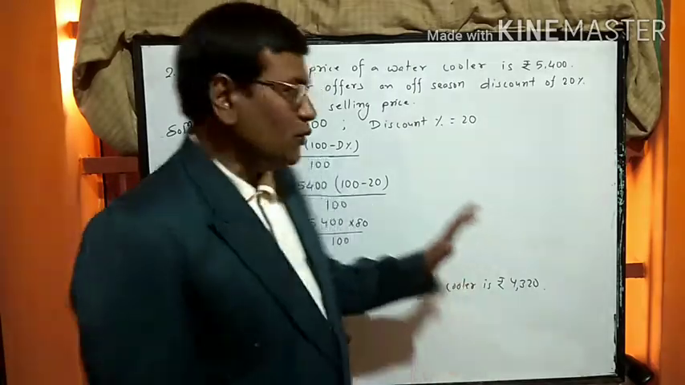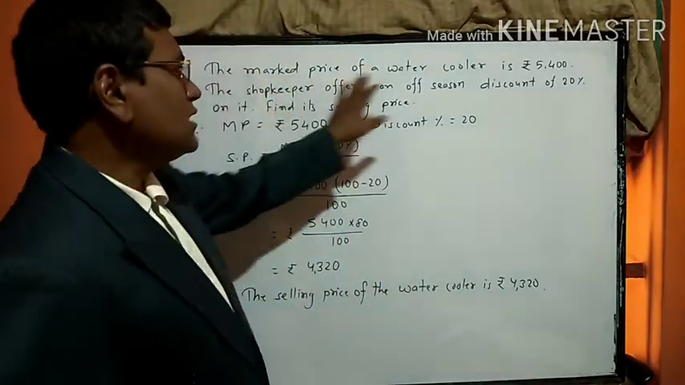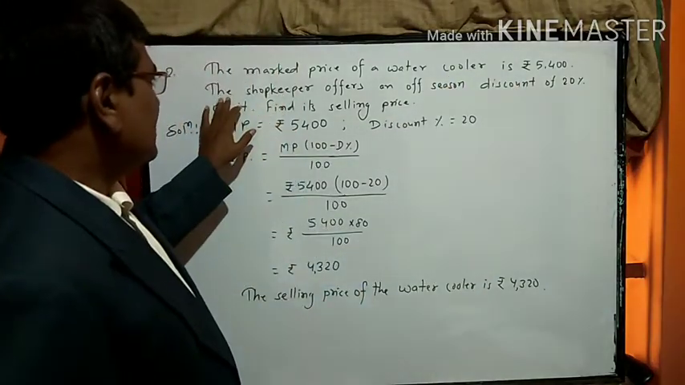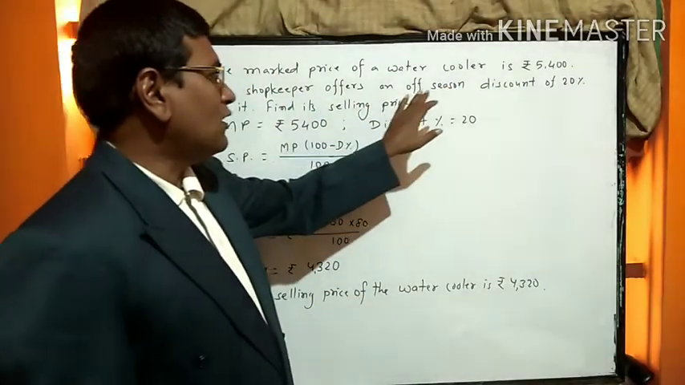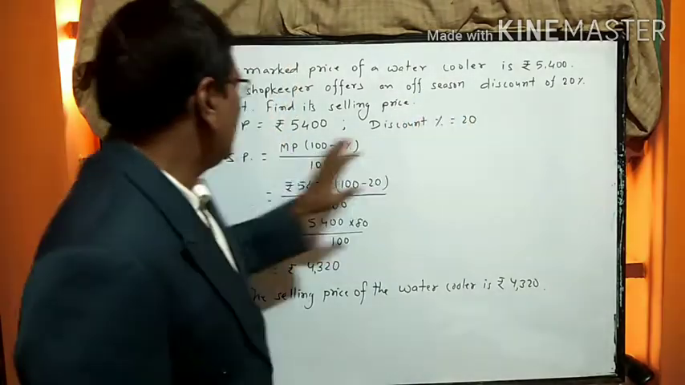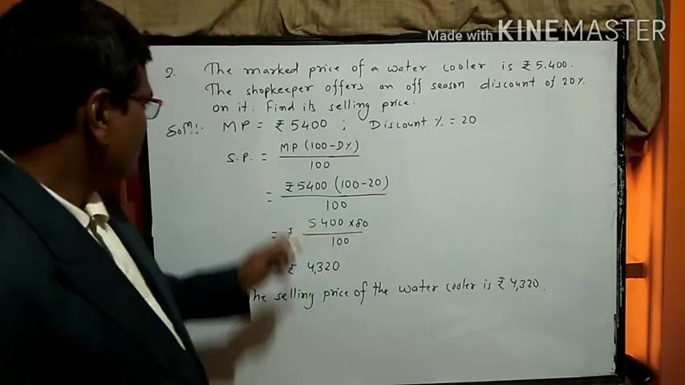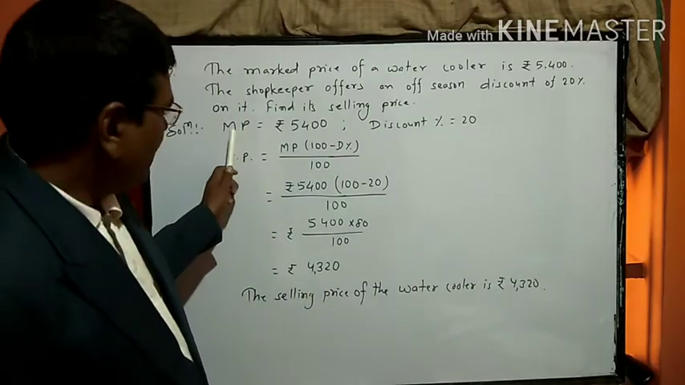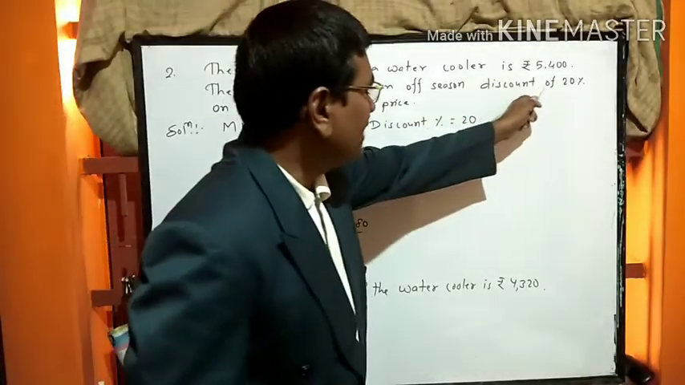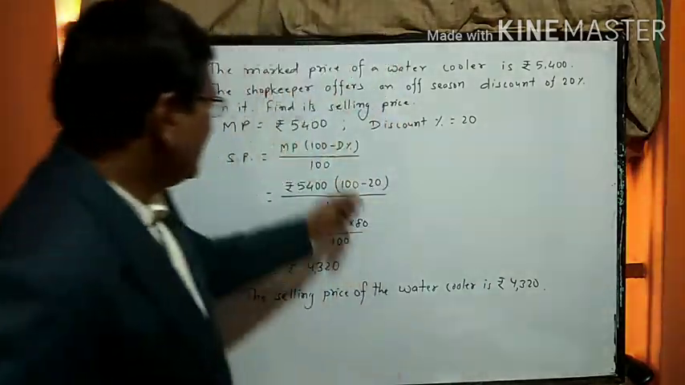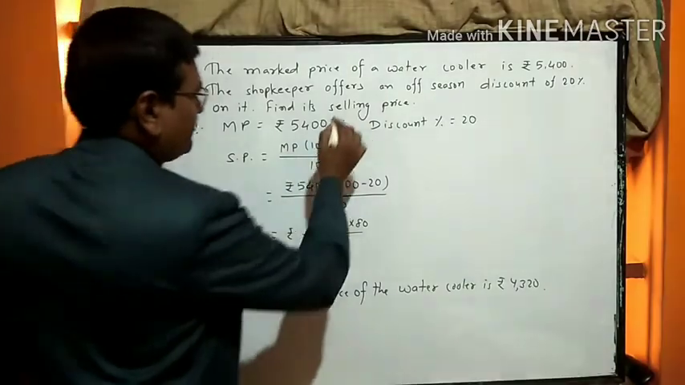Now question number 2. The marked price of a water cooler is rupees 5400. The shopkeeper offers an off-season discount of 20% on it. Find its selling price. MP equals rupees 5400. Discount percent equal 20%. You have to find selling price.